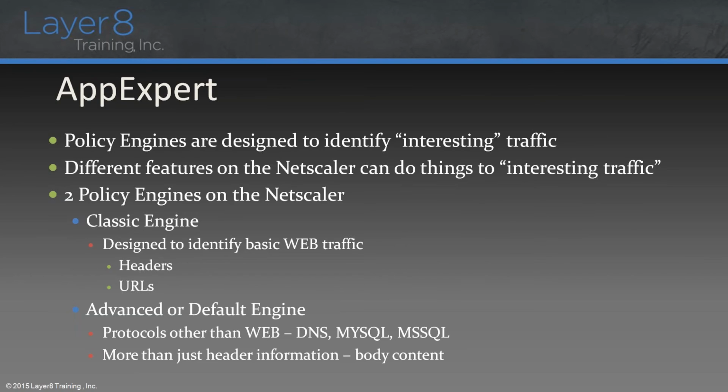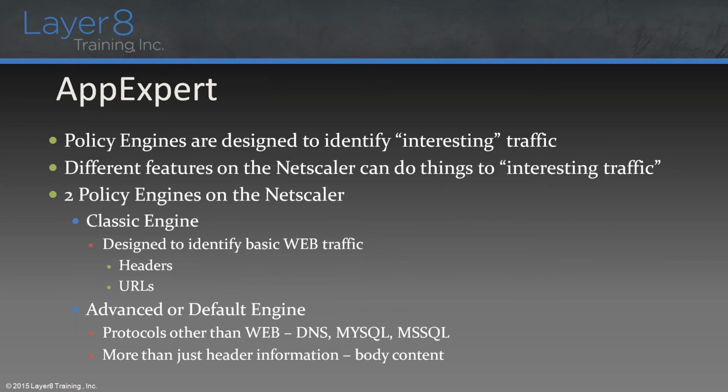Okay? If you need me to just throw out a couple of them, we've got features related to caching and compression. We've got, obviously, Rewrite and Responder. I mentioned content switching. Okay? And so there's a lot of different features that can go in and do things with this interesting traffic. So we use the policy engine to identify interesting traffic.